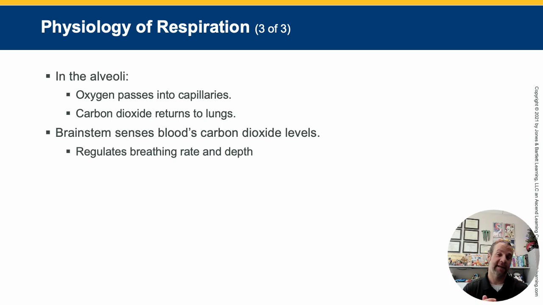So when carbon dioxide levels rise, the brain will signal the respiratory muscles to increase the rate and the depth of breathing. This brings more oxygen in and flushes more carbon dioxide out, helping to restore balance. If carbon dioxide levels drop too low, maybe from hyperventilation or trauma, the respiratory drive will slow down to retain more carbon dioxide. But there's an important aspect here.